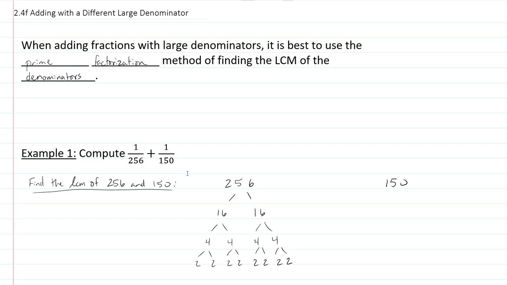So 256 actually equals 2 to the 1, 2, 3, 4, 5, 6, 7, 8th power. 2 to the 8th. That's 256's prime factorization. So now I prime factorize 150. This is 15 times 10. So 15 is 3 and 5, and 10 is 2 and 5. So 150 is actually 3 times 2 times 5 squared, because there were 2 5s. So let's look at these.